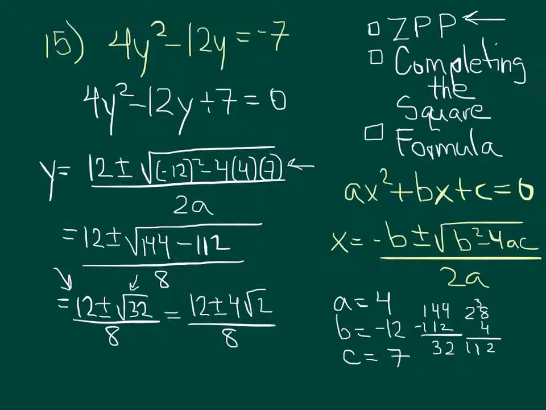Now when I look at this problem, I can see that when we look at the 3 terms here, 12, 4, and 8, all of them can be divided by 4. So when I divide 12 by 4, I get 3. 4 divided by 4 is 1, so 1 radical 2. And then 8 divided by 4 is 2. So those are my two solutions. If I wanted to separate them, it would be 3 plus radical 2 all over 2, and 3 minus radical 2 all over 2.